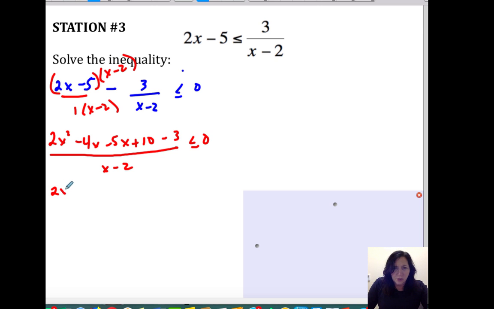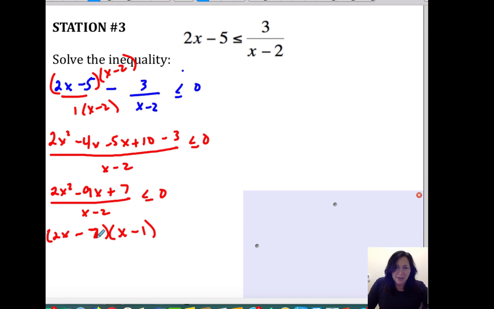So what I have is 2x squared minus 9x plus 7 all over x minus 2 is less than or equal to 0. I'm guessing this is going to factor. I'm going to have to try. Let's see. 2x, I'm guessing it's going to be a 7 and a 1. So 2x minus 7 and x minus 1. Let's see if that works. Negative 7 and negative 2 is negative 9, so that checks, that works.